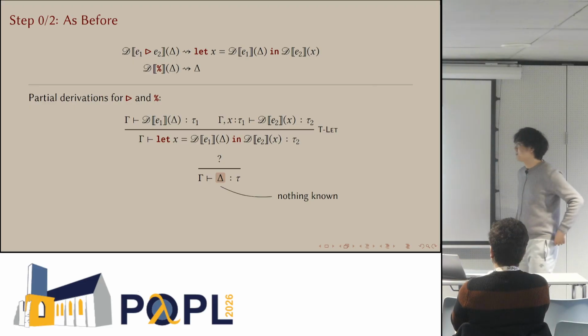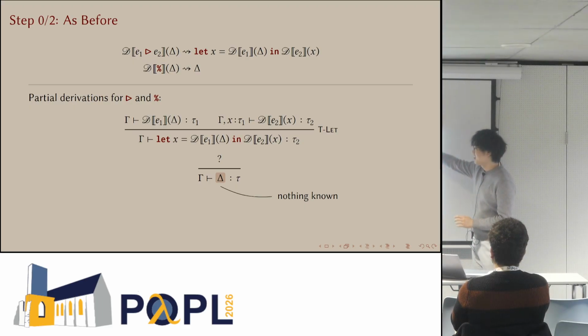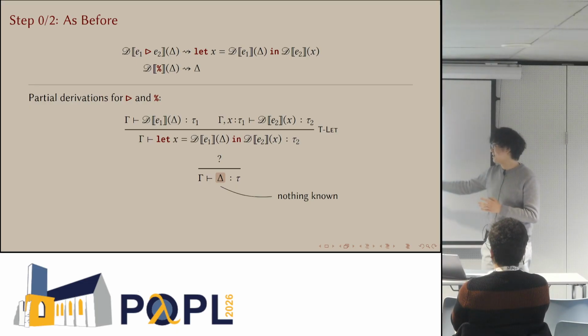So how do we do it? First, we start just like the original work. These are the pipe and hole desugaring rules. We form partial derivations for both of the right-hand sides. It starts out well for the pipe, but it cannot do anything at all for the hole because we know nothing about what delta is. It has no known structure. We cannot apply any kind of rule.